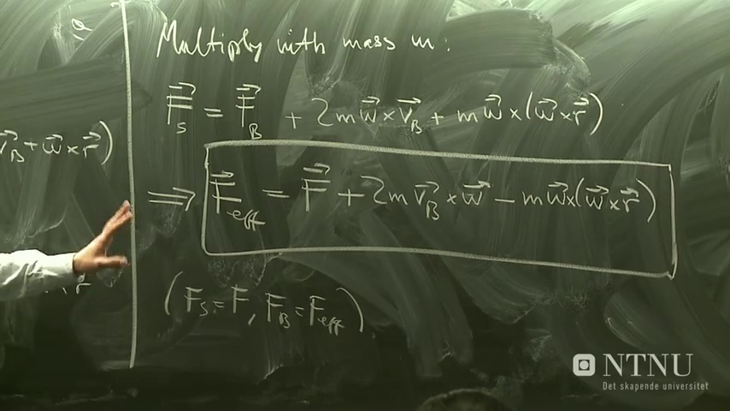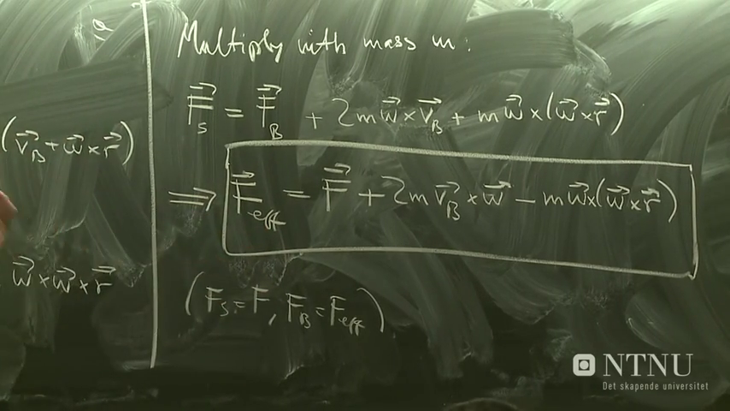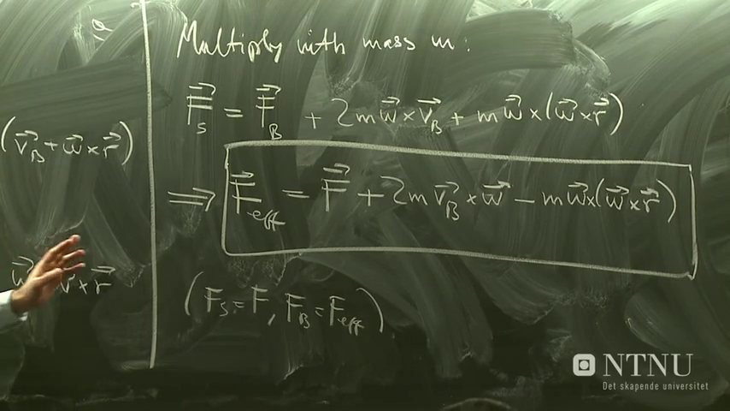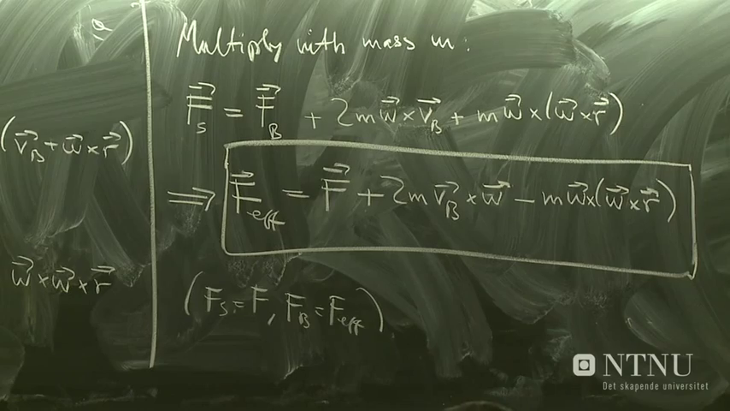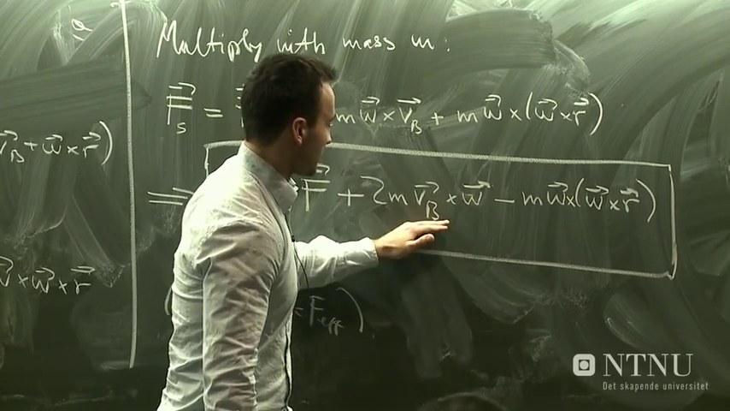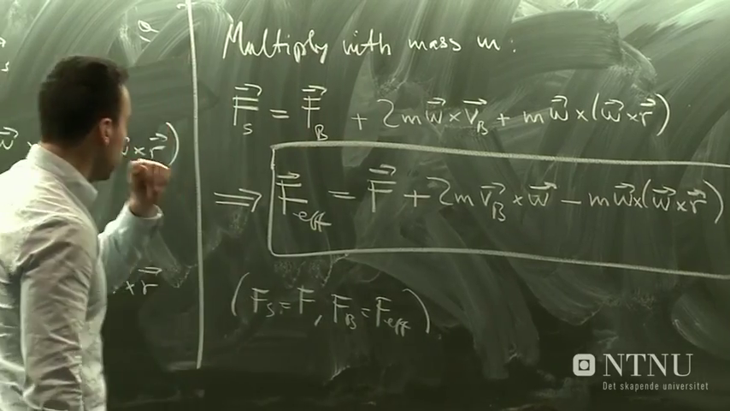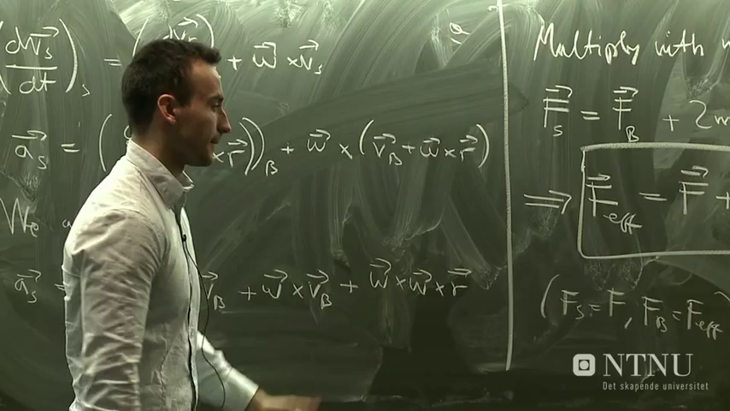So you see then that we have two extra terms now. The effective force acting on the particle as seen in the rotating system is equal to the force exerted on the particle as seen from an observer in the stationary system, plus this term and this term. So let's now try to analyze these terms and see what they actually represent.